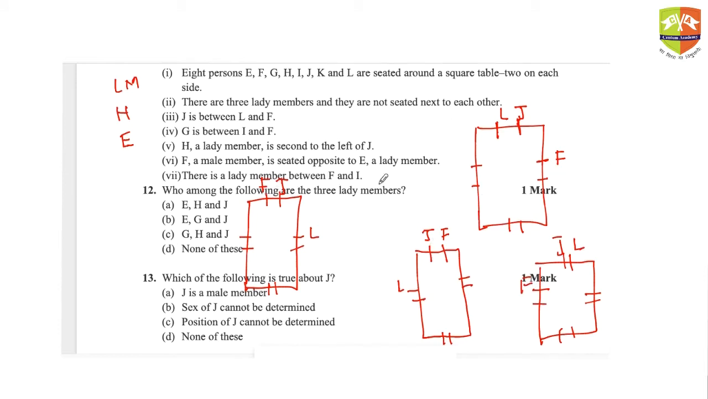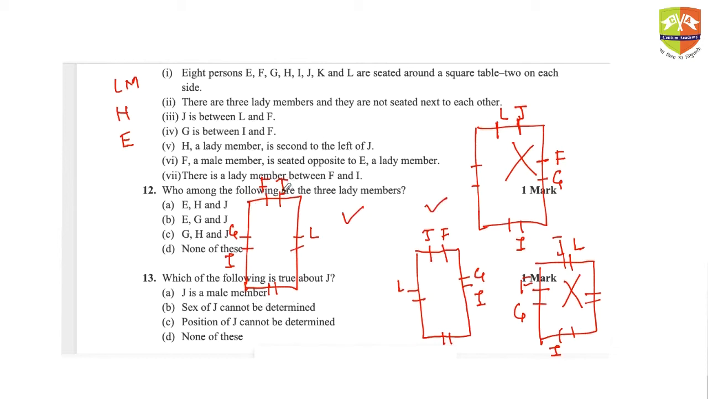In all four cases, I try to identify which one is suitable for me and which one is not. So G is between I and F. So in this case, G sits here, I is here. In this case, G sits here, I is here. And in this case, G sits here, I is here. In this case, G sits here and I is here. Now what has been told, H is a lady member, which is opposite to J. Now in this particular case, already opposite to J, I is sitting. So this particular case is not accepted to me. What about this case? In this particular case also, opposite to J, I is sitting. So this particular case is also not accepted to me. So I have only two cases left out, this and this.